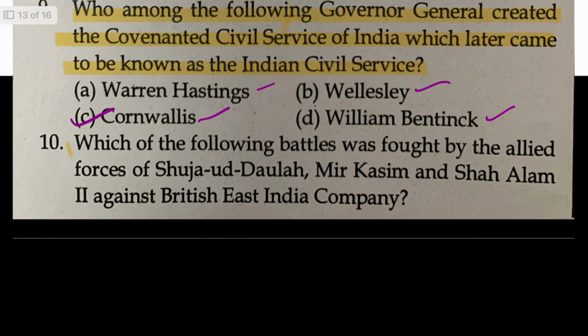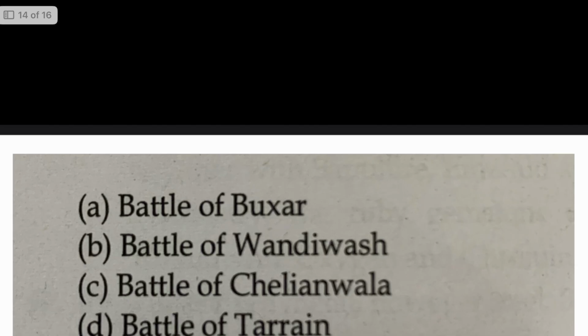Question number 10. Which of the following battles was fought by the allied forces of Shuja-ud-Daula, Mir Qasim, and Shah Alam II against the British East India Company? Battle of Buxar, Battle of Wandiwash, Battle of Chillianwala, Battle of Tarain. The answer is A, Battle of Buxar.